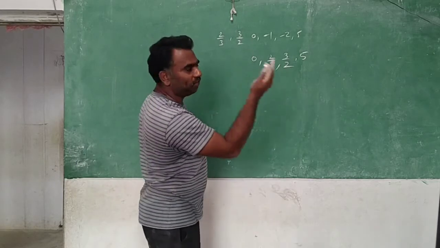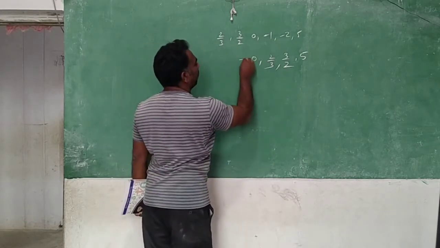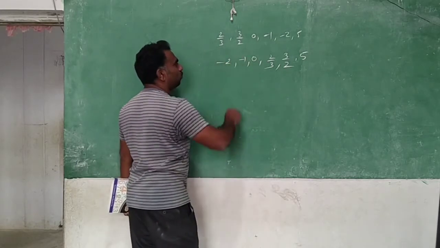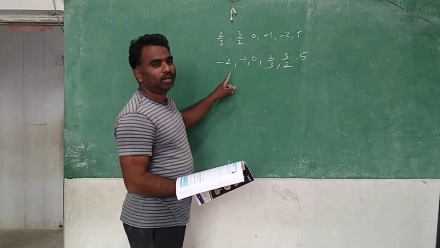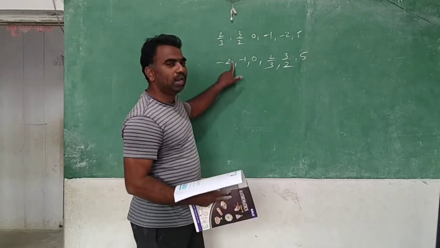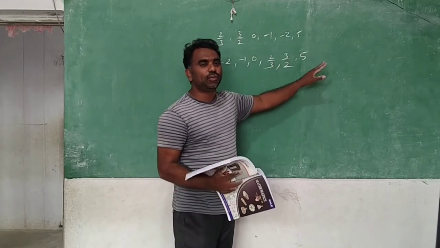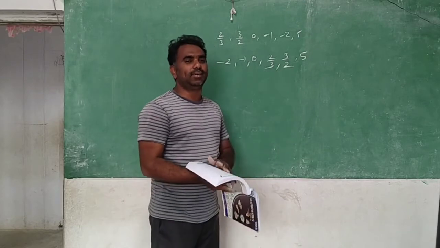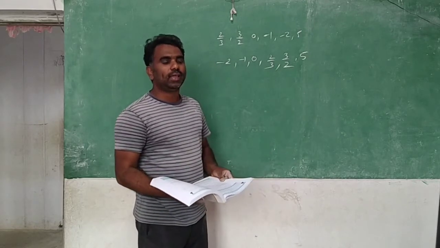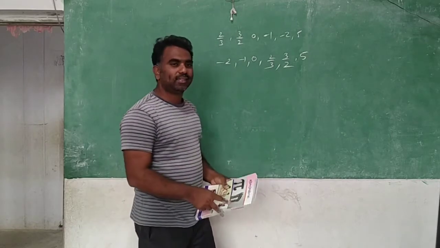We will move like this. You know that. Negative numbers mean -1, -2. So this is called ascending order because we have written the numbers from smallest to biggest. If you write the reverse order, that is called descending order. Okay, I think you have understood this.